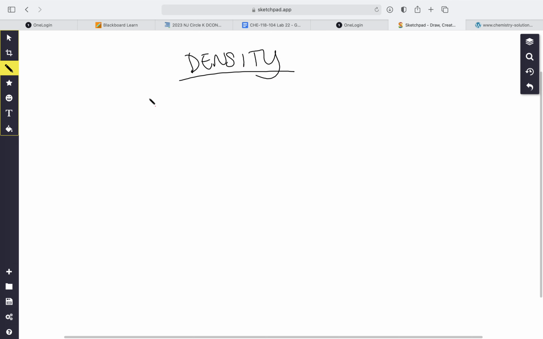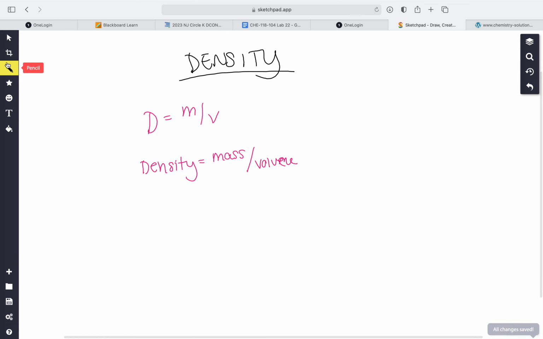So the formula for density is D equals M divided by V. Probably like, what does that all mean? So D is density, which is equal to mass divided by volume.